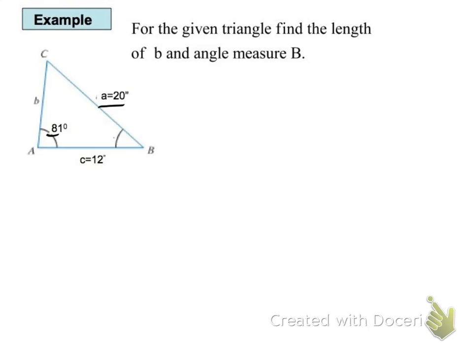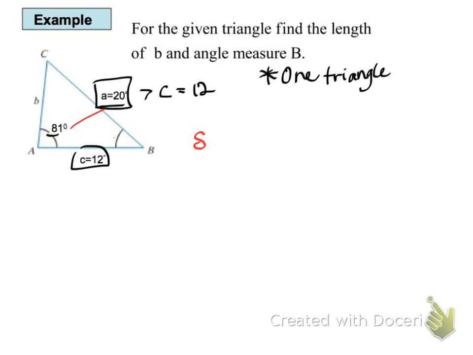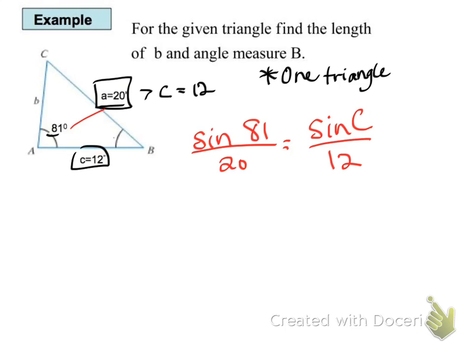In this first example, we're given a triangle with exactly this side-side angle. The extra side is side C, next to the angle, and we have to figure out angle C first. Notice that side A is larger than the other side we're given, side C. Therefore, this only makes one triangle, because it's that first case we saw on the previous slide. So we'll set it up as law of sines: sine of 81 over 20 equals sine of C over 12, and we'll solve for angle C.